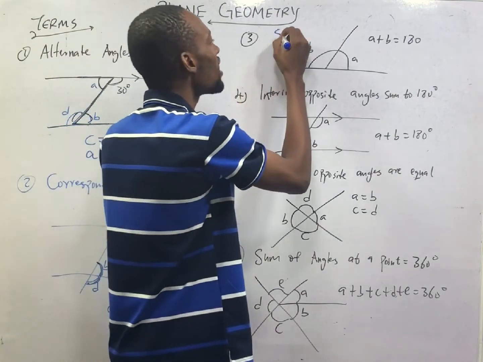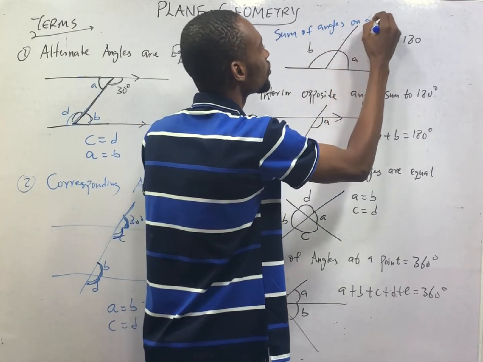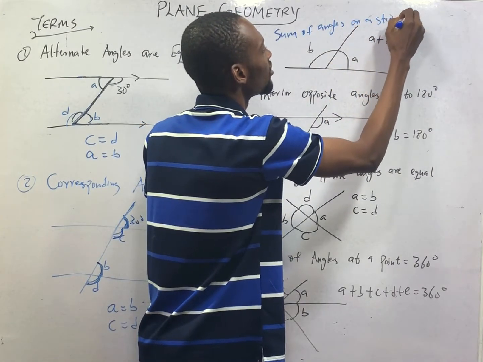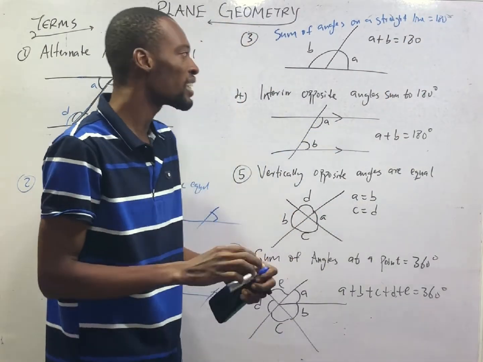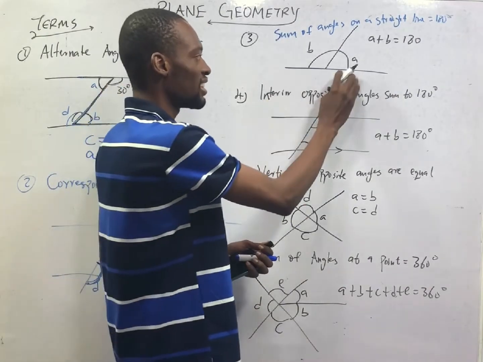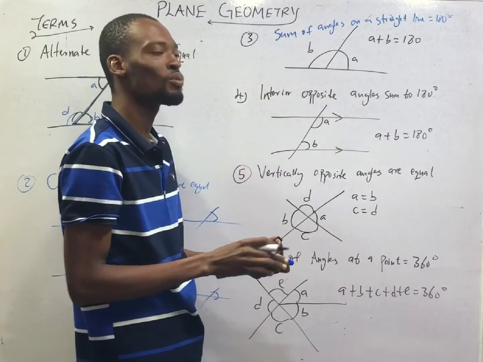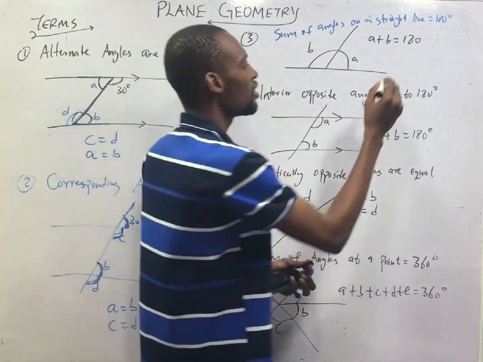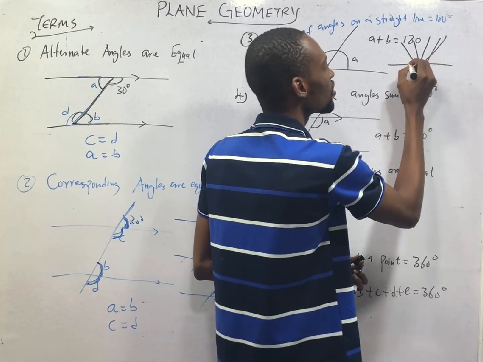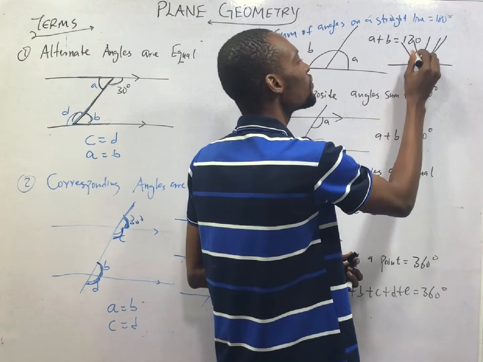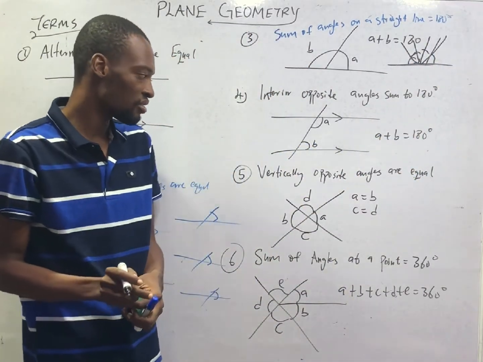Now here, sum of angles on a straight line. So the sum of angles on a straight line is 180 degrees. If you are given a straight line like this and you are given angles, they sum up. Adding A and B, you get 180 degrees. Or if I give you something like this, so you have this angle, this, everything is being formed on a straight line. The sum equals 180 degrees.